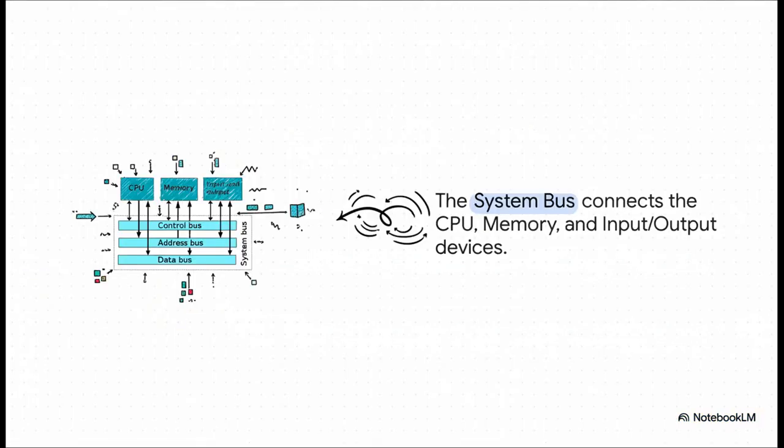And this is it. It's called the system bus. Think of it as the main communication backbone that connects everything: the CPU, the memory, your keyboard, your screen, everything. Every single piece of information travels along this bus.